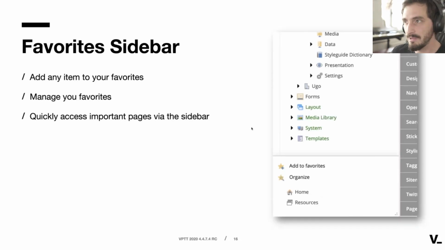The favorite sidebar feature: you can favorite any items in Sitecore. The sidebar will be visible under the content tree. You can organize, delete, add, and manage your favorites straight from your main screen.